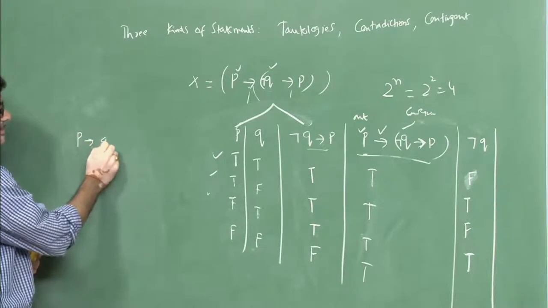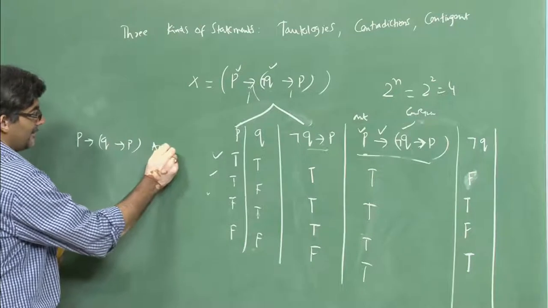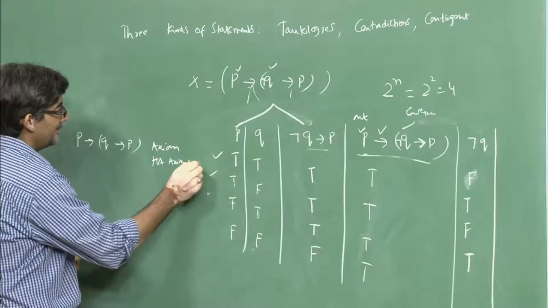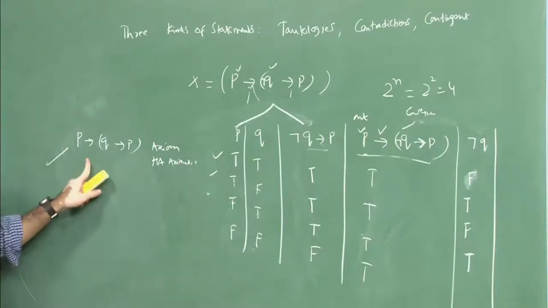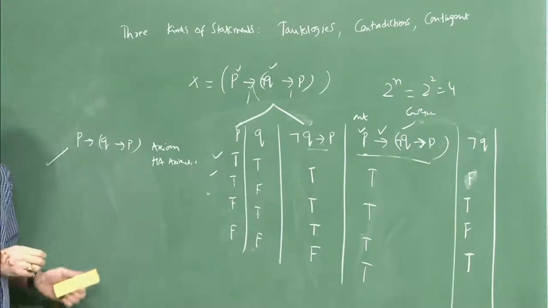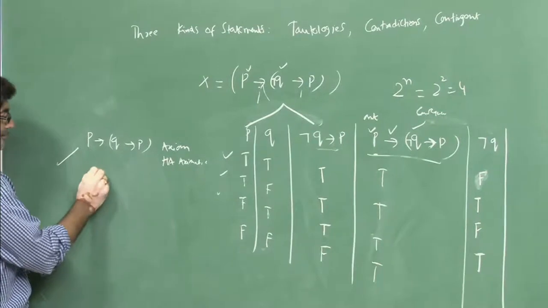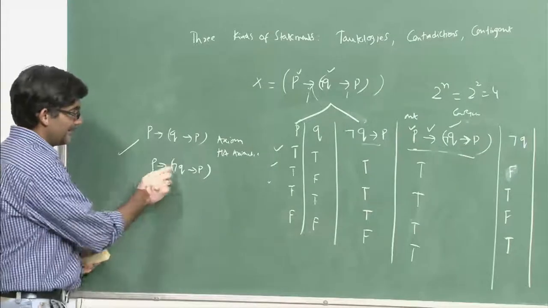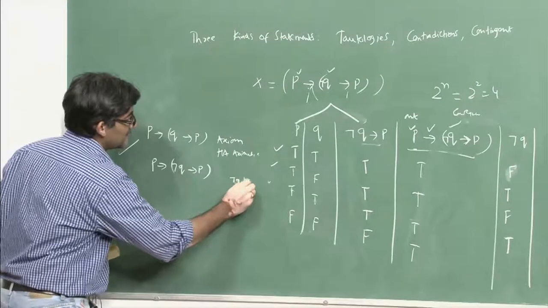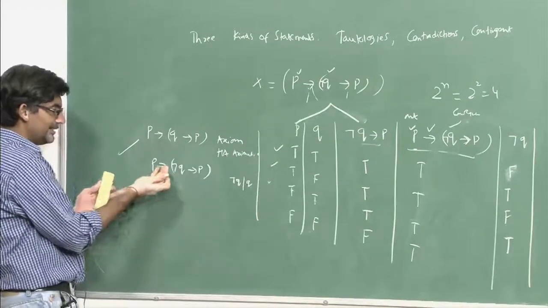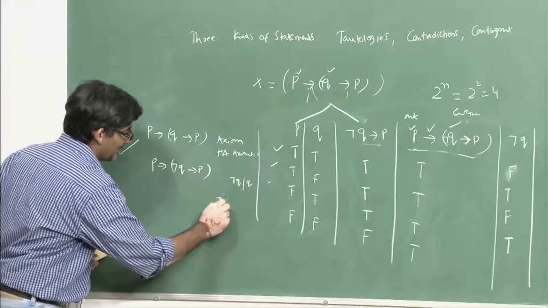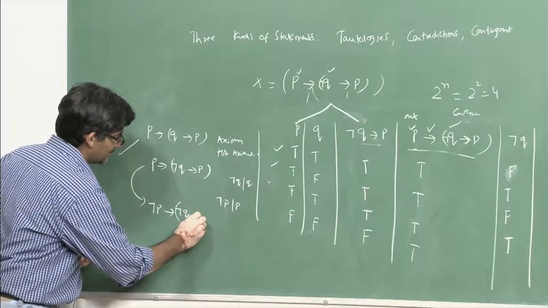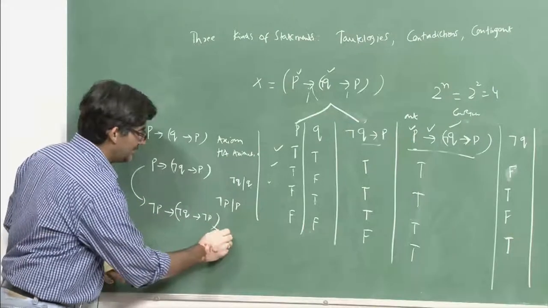This is usually an axiom in the Hilbert Ackermann axiomatic system, which we are going to talk about a little bit later. Suppose you treat this as an axiom, whatever you uniformly substitute into this is also going to be true. For example here, not Q is substituted for Q, so this is also going to be true. Suppose you substitute not P for P, then this formula becomes not P implies (not Q implies not P). This is also going to be a theorem.